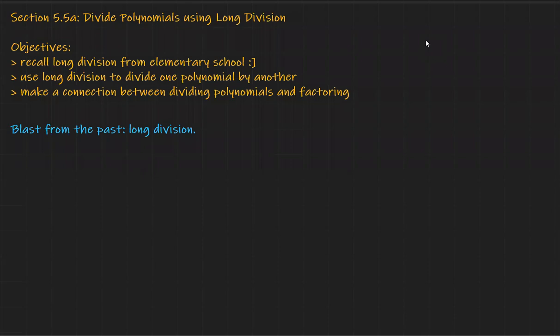If you remember in 5.3, we added, subtracted, and multiplied, and we didn't really do division. So we're going to come back to that. For part A, we're going to use long division. And if you're curious, we're going to do 5.5b involving a thing called synthetic division.